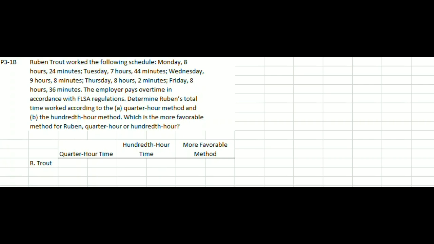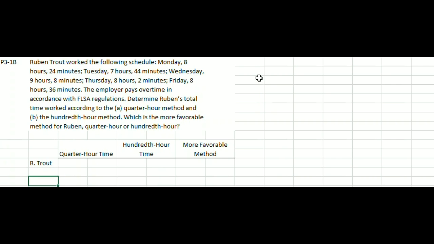The employer pays overtime in accordance with FLSA regulations. Determine Reuben's total time worked according to the quarter-hour method and the 100th-hour method. Then determine which method is more favorable for Reuben, either the quarter-hour or the 100th hour.